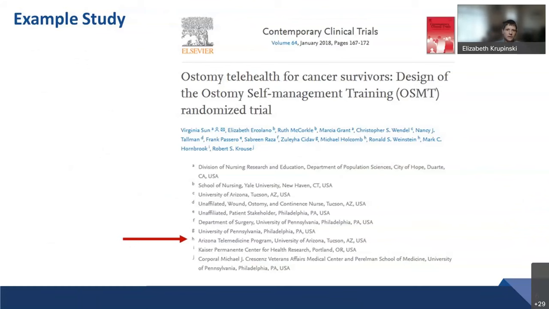So I want to give you an example study, and this was a study that was carried out mainly by Bob Krause and a team of multi-site folks. It's on ostomy telehealthcare for cancer survivors. And the University of Arizona and the Arizona Telemedicine Program functioned as the telemedicine glue for this entire trial. So next slide.